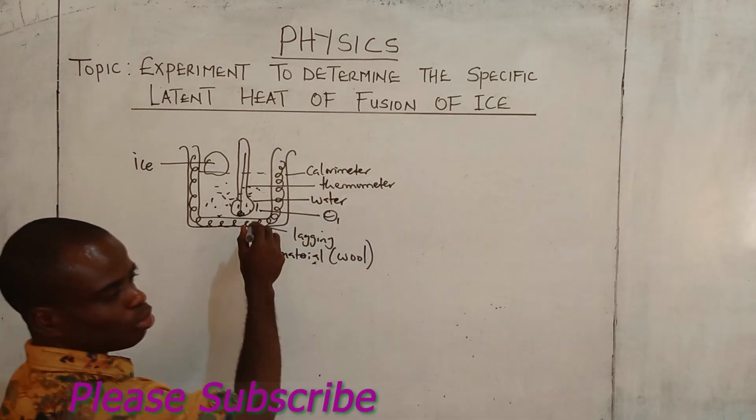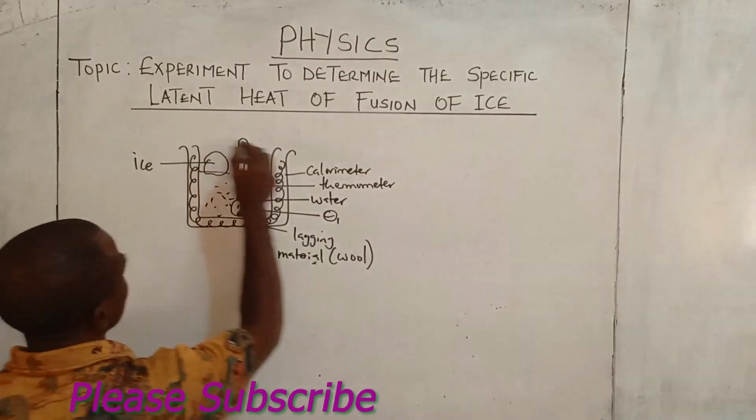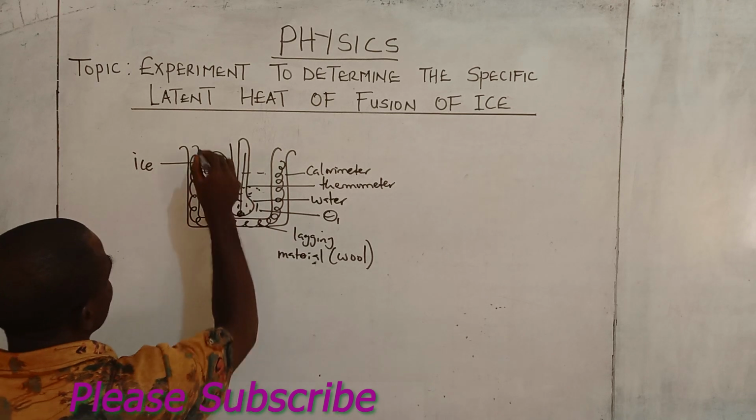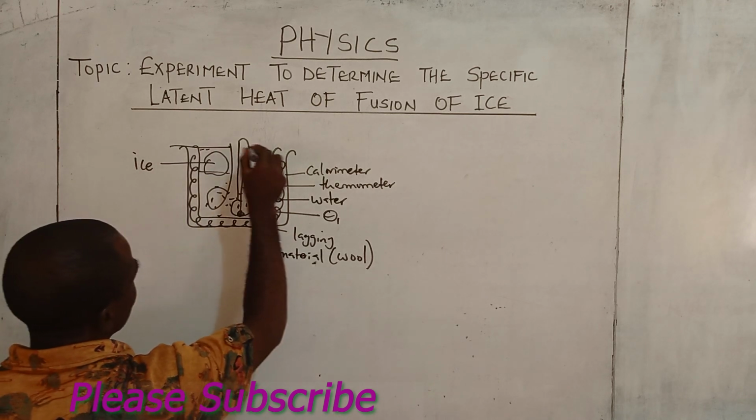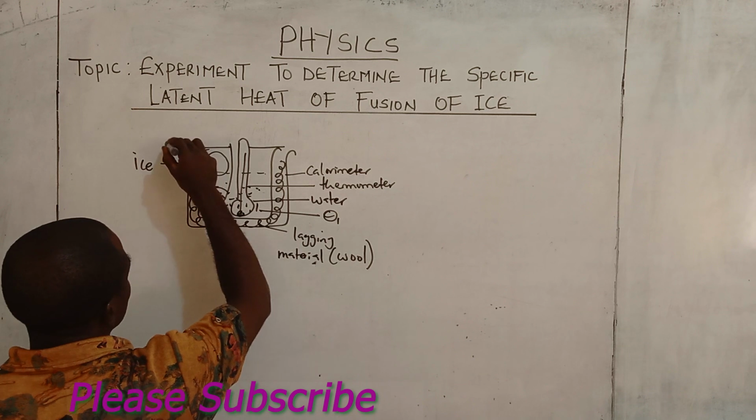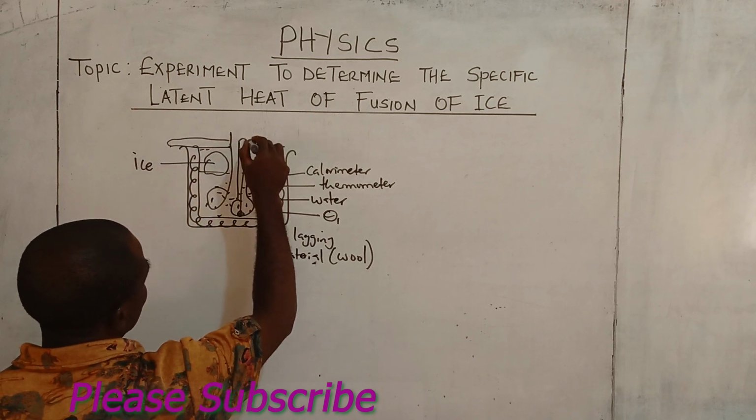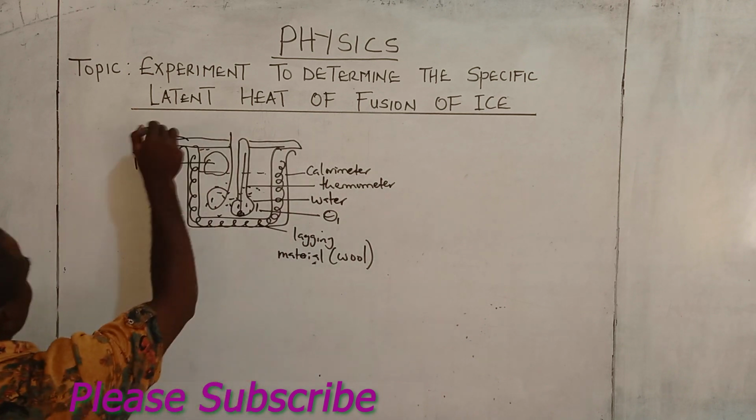You lag the calorimeter to prevent the heat loss to the surrounding. There will be stirrer. There will be lid to prevent the heat loss. There will be lid to cover the calorimeter.